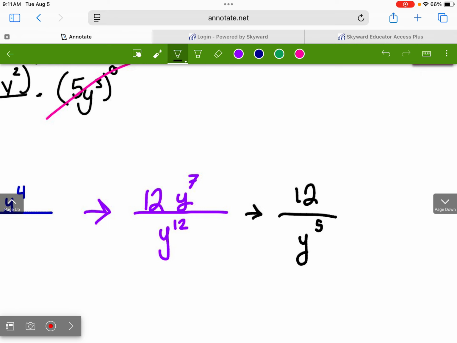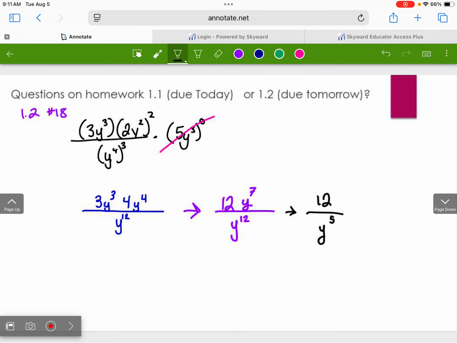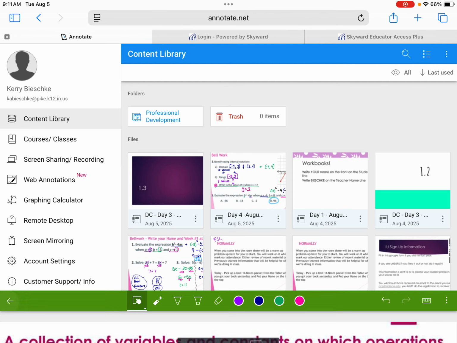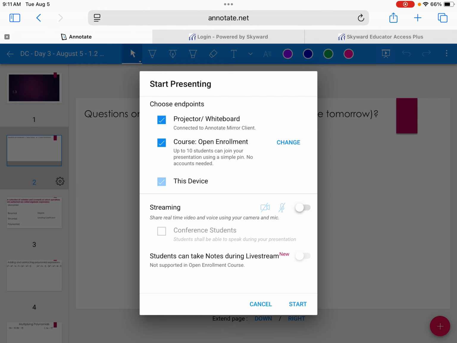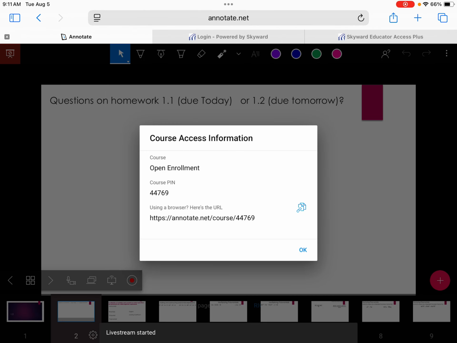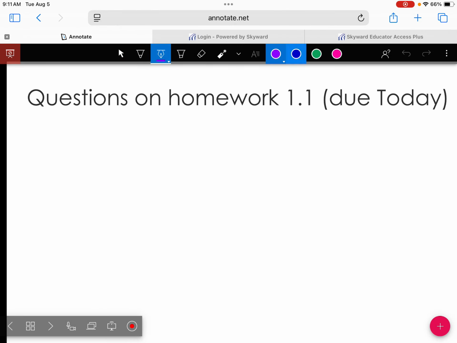Any other ones that we were kind of sticking on? Yes, sir. 38 on 1.2? You said 38? Okay, cool. Let's look at 38. Oh, that's why. Sorry. My thing's being weird. Just going to erase that. There we go. All right, so then let's look at 1.2, number 38.